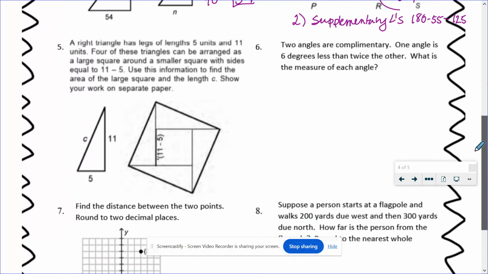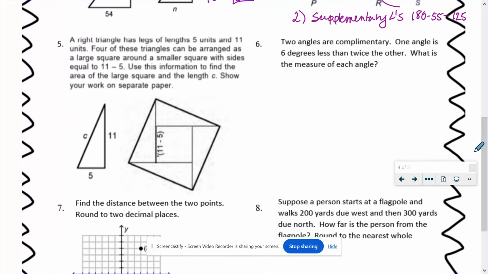All right, number 5 kind of looks confusing, but a right triangle has legs of length 5 units and 11. Okay, so 5 and 11, and we know this is a right triangle, and so that's our side C. 4 of these triangles right here can be arranged around a smaller square with sides equal to 11, 5.